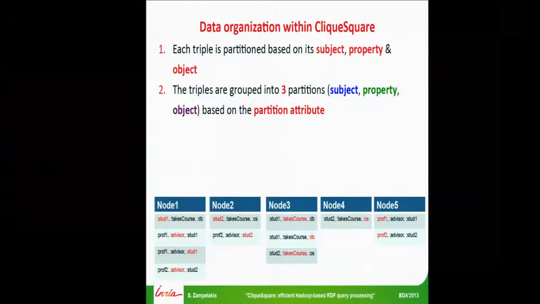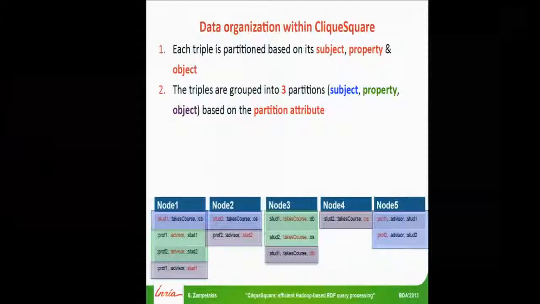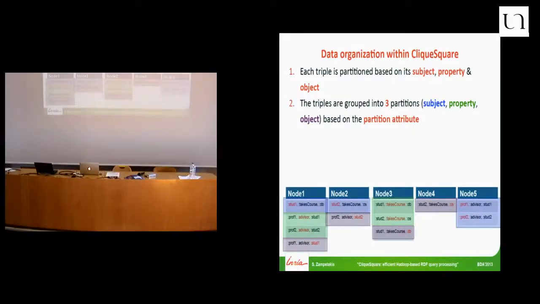In the second step, what we do is group the triple patterns, which are already in the nodes, into 3 partitions: the subject partition, the property partition, and the object partition. And we do this based on the partition attribute. So we can see that with blue color, we have the subject partition. With green color, we have the property partition. And with purple color, we have the object partition.